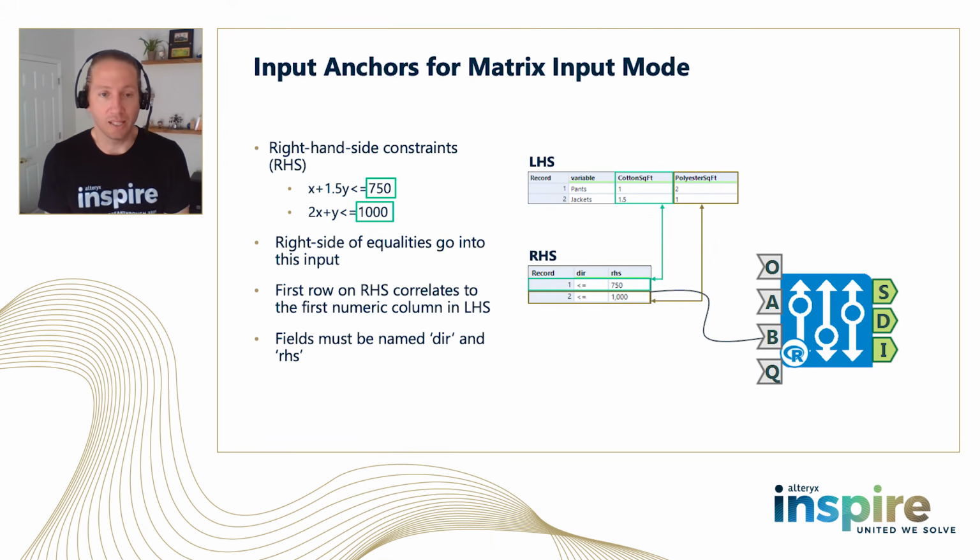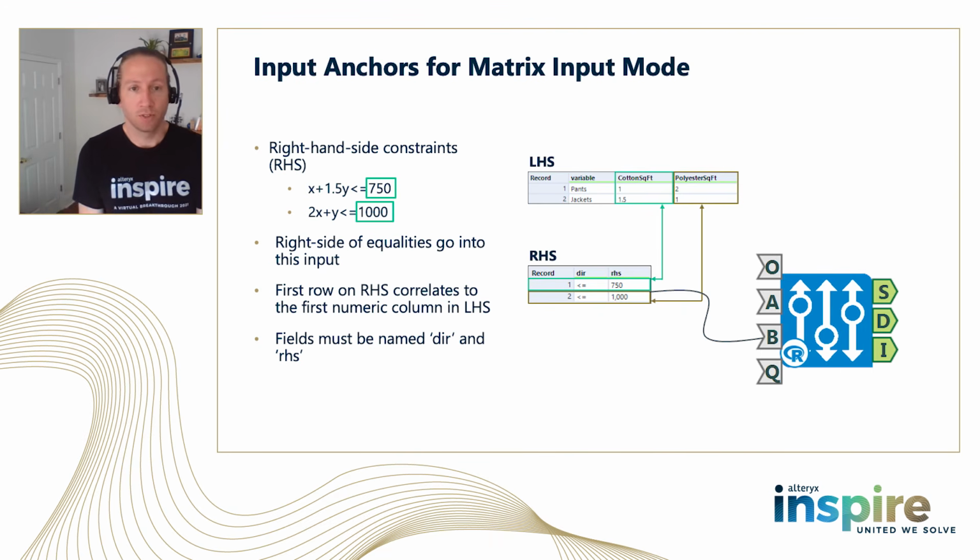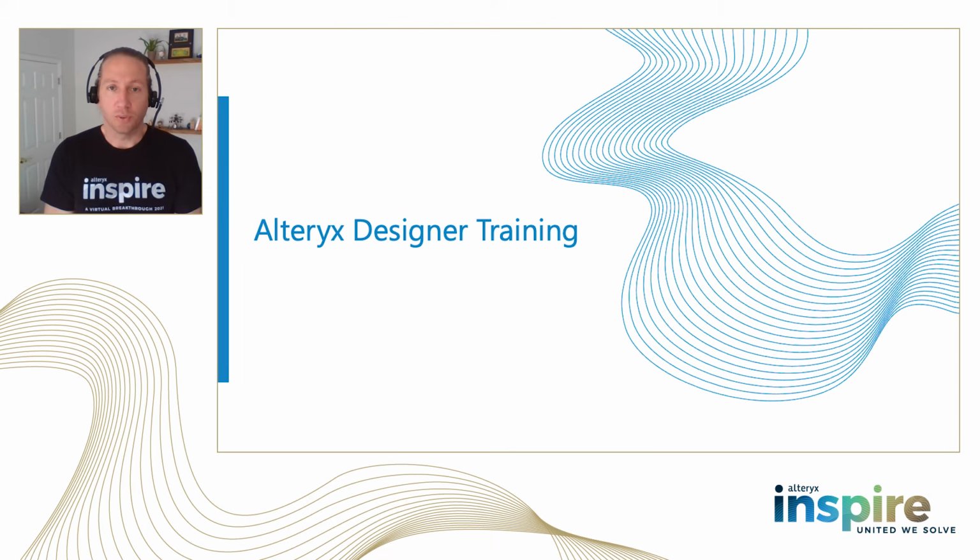So that's why in the matrix that's going into the B anchor, we have less than or equal to 750 broken out. So again, hopefully you guys can see how that's illustrated in those two different matrices. You take the left-hand side in a column, that same equation then is in the row of the right-hand side. All right, so now let's head over to the Alteryx Designer and see what this looks like if we use matrices.